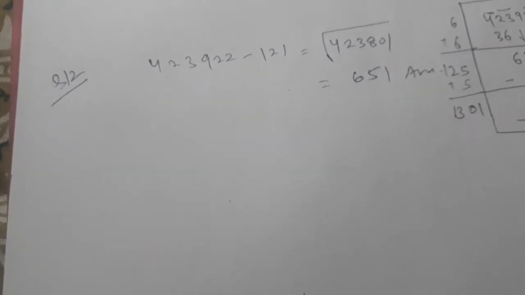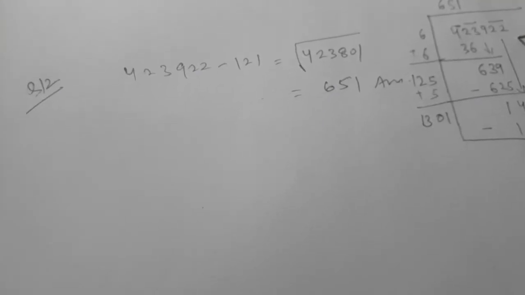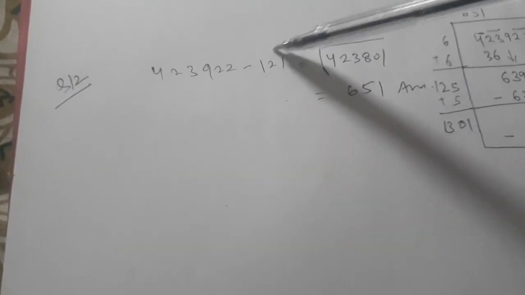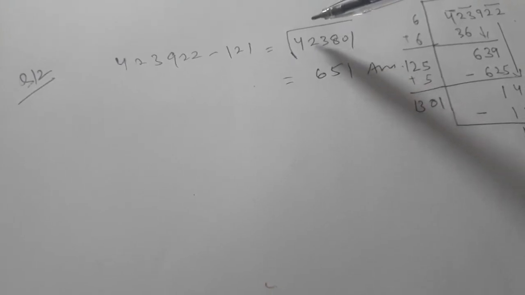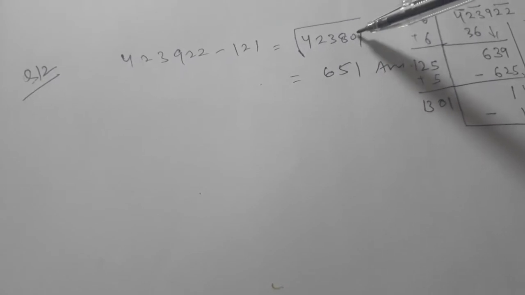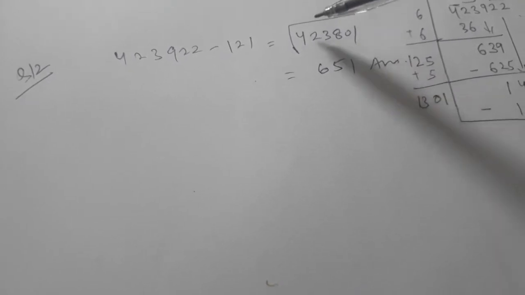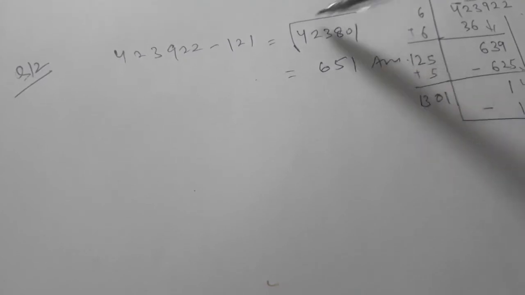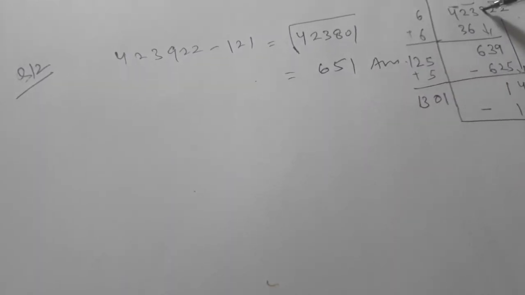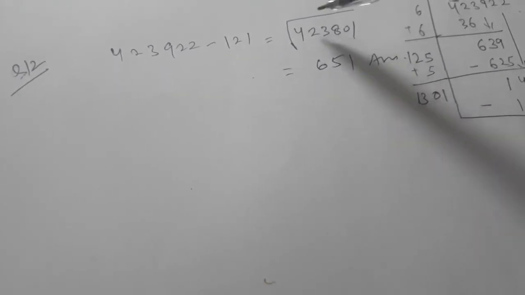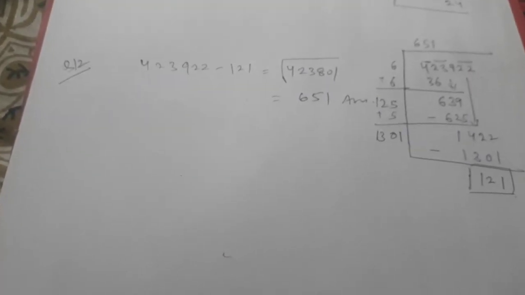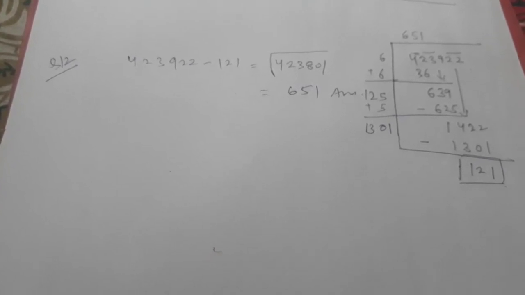So from 4,23,922 we have to subtract 121, which is the remainder, so as to get a perfect square, that is 4,23,801. For finding the square root of 4,23,801, we follow the same method of long division. So we get 651, which is the square root of 4,23,801. Hope question number 12 is clear. Now let's proceed with question number 13.